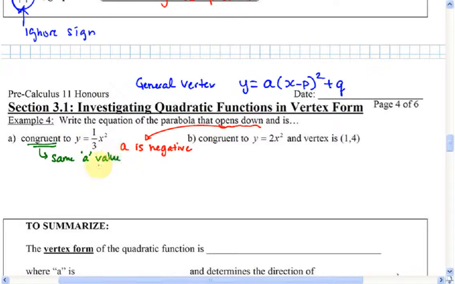So in this example, you see how it's y equals 1/3 x squared. What's the a value of this one? Well, it's 1/3. So therefore, a equals 1/3. But because it opens down, I need to put something else in front. That's a negative sign. It's the same a value in terms of the actual number, but not the sign. So therefore, your equation just becomes y equals negative 1/3 x squared, and that's it. You're done.